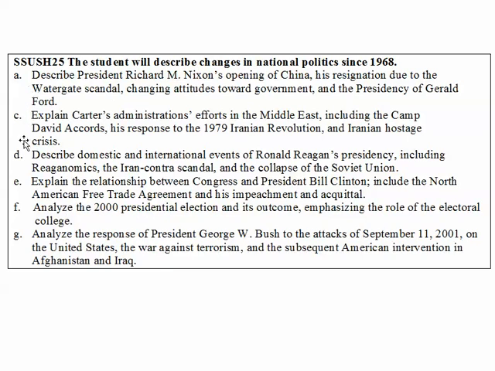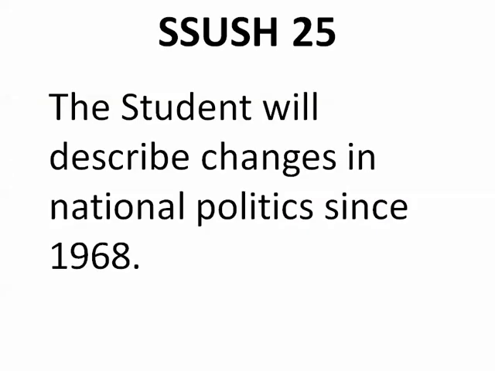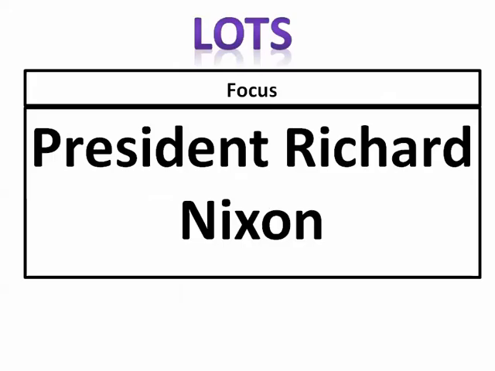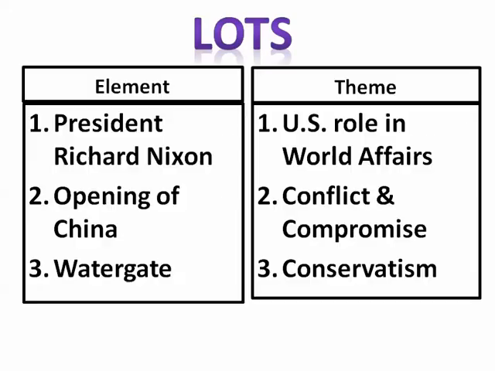Here it is. It has six substandards, and the stem up at the top says the student will describe changes in national politics since 1968. So let's start with Standard 25, Substandard A: Describe President Richard M. Nixon's opening of China, his resignation due to the Watergate Scandal, changing attitudes toward government, and the presidency of Gerald Ford. Our elements are President Richard Nixon's opening of China and Watergate. We could add some other things here.